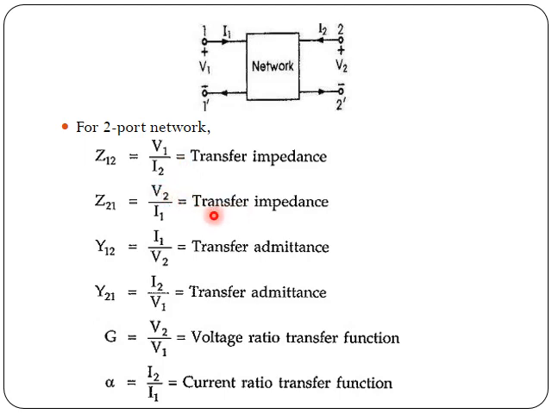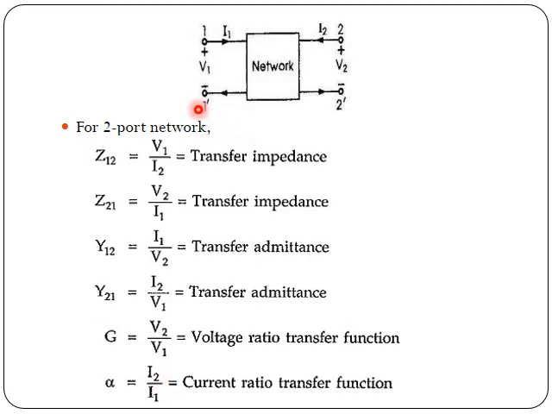Similarly, the transfer impedance Z21, which is V2 upon I1, the transfer admittance Y12, the transfer admittance Y21, and the voltage ratio transfer function, which is a ratio of the two voltages from the two ports, V2 upon V1. This is defined as G. Now alpha is the current ratio transfer function, which is I2 upon I1.